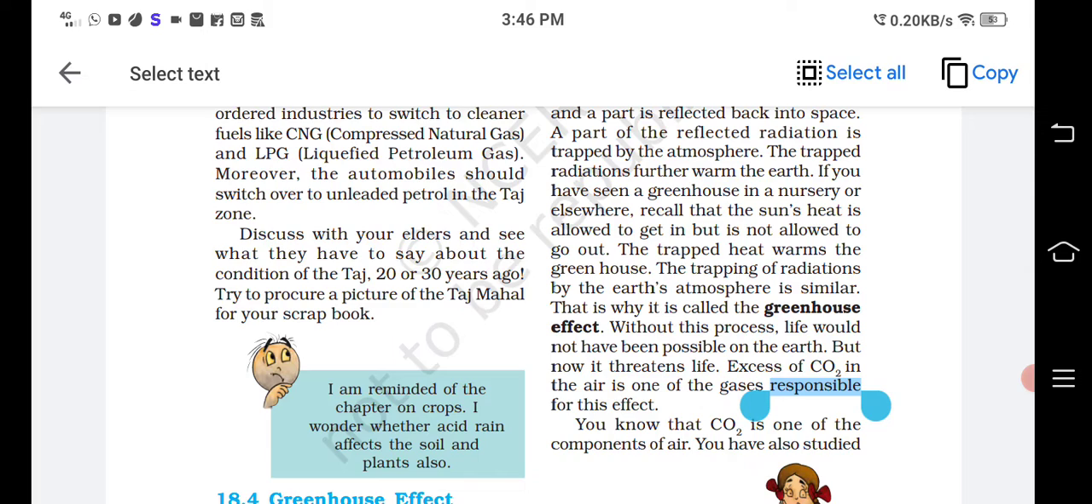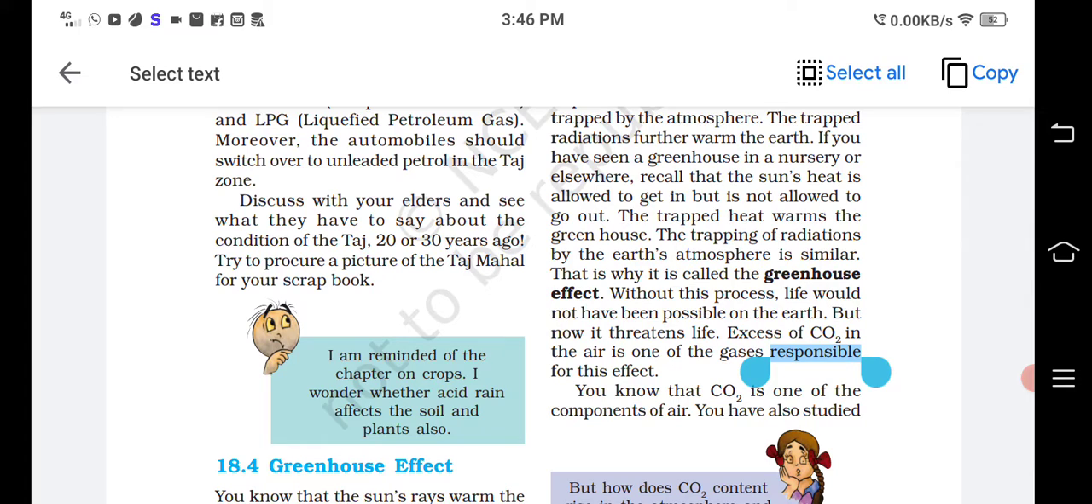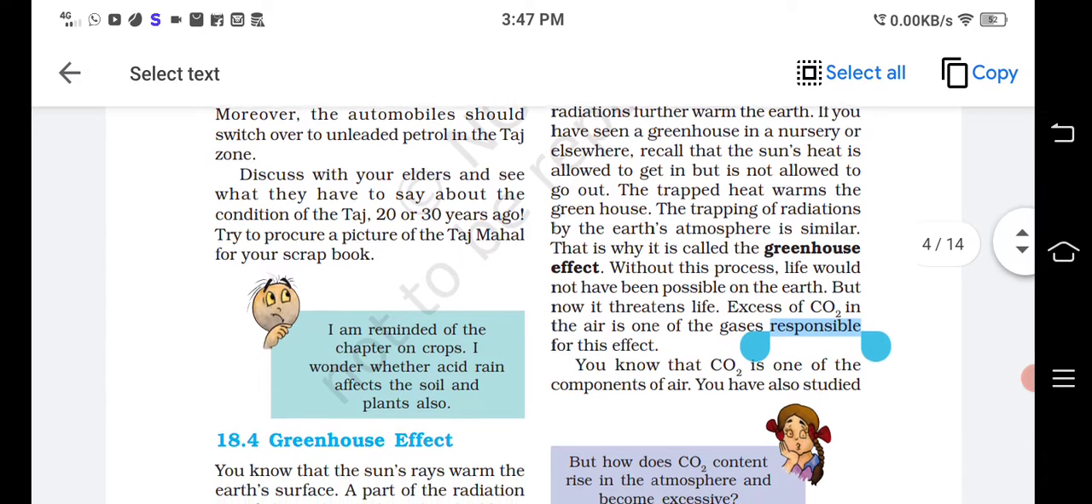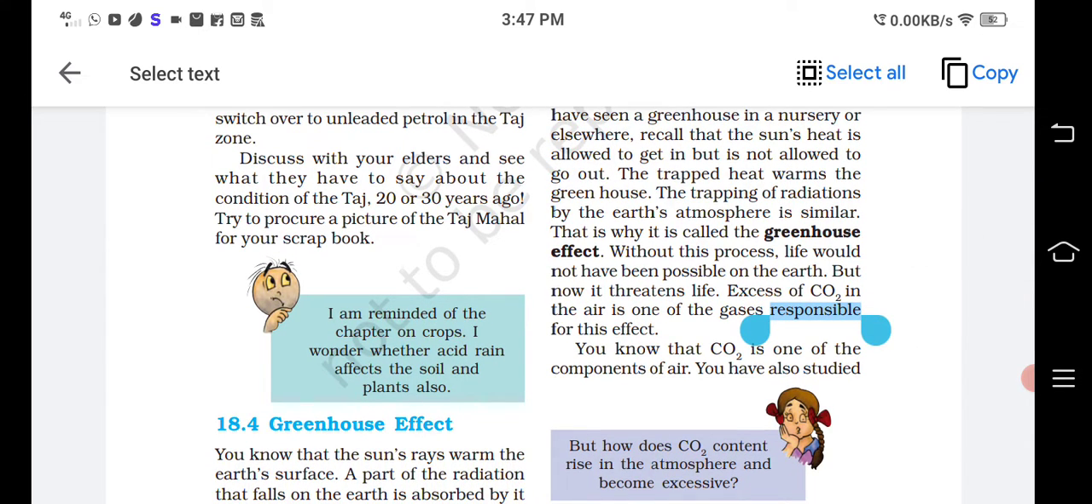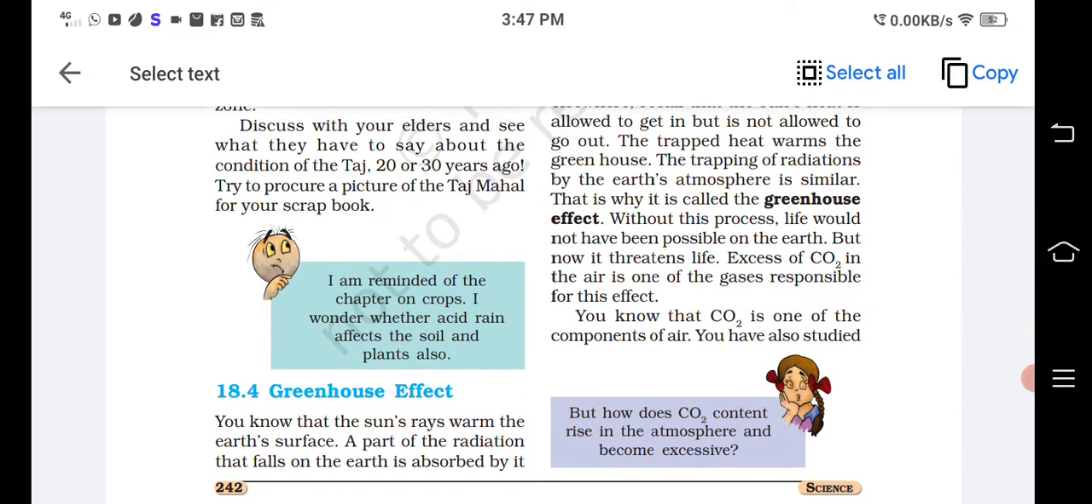Okay, in similarity with the greenhouse that is formed in a nursery, it is known as greenhouse effect. Okay, so the trapped heat warms the greenhouse. The trapping of radiations by the earth atmosphere is similar to that which occurs in the nursery. That is why it is called the greenhouse effect. Remember that without this process, life would not have been possible on the earth, but now it threatens our life.